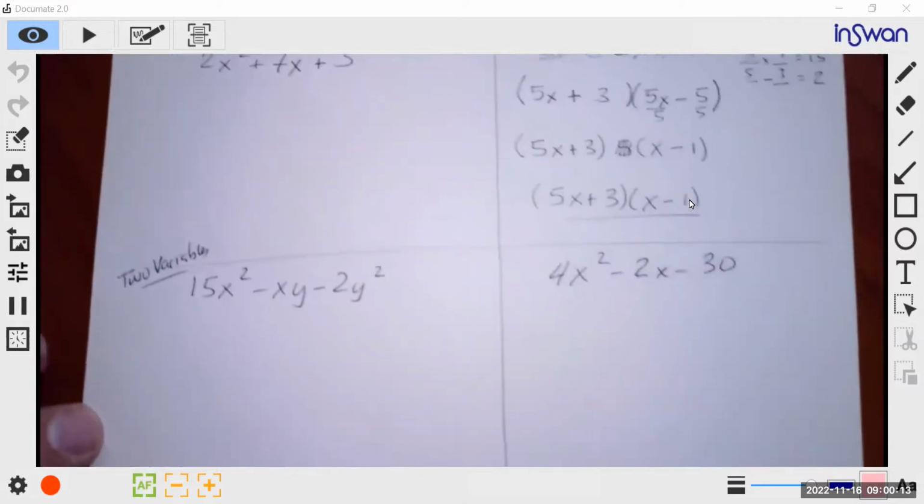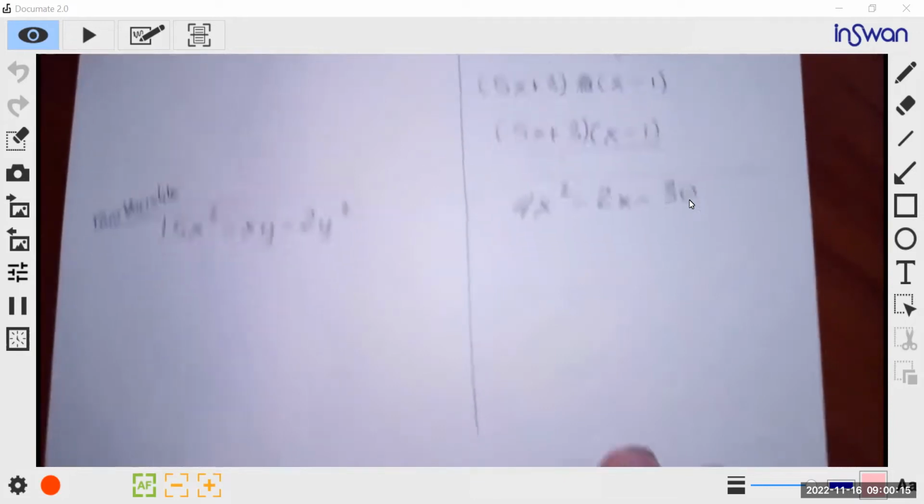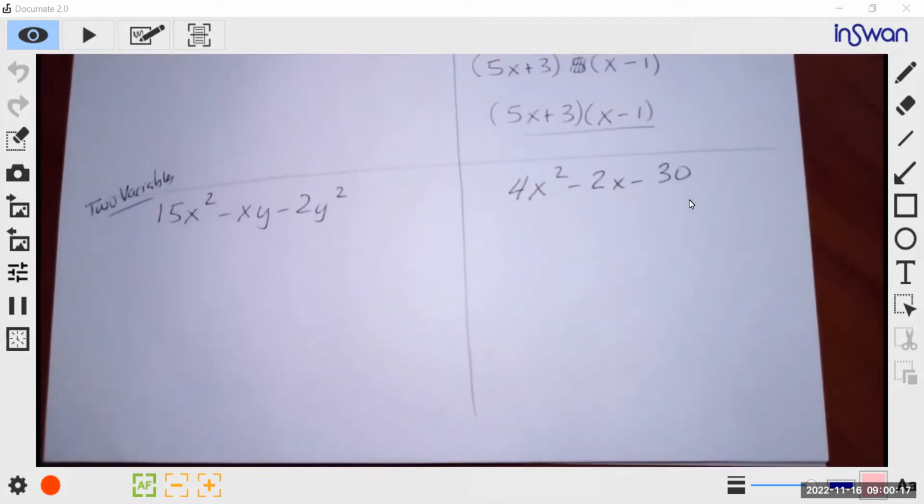How about with two variables? Let's look at our example with two variables now.